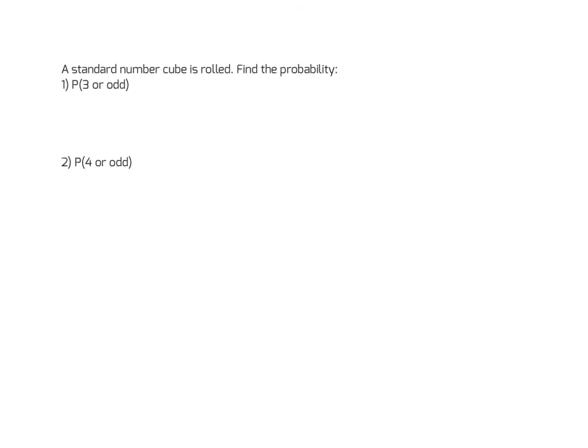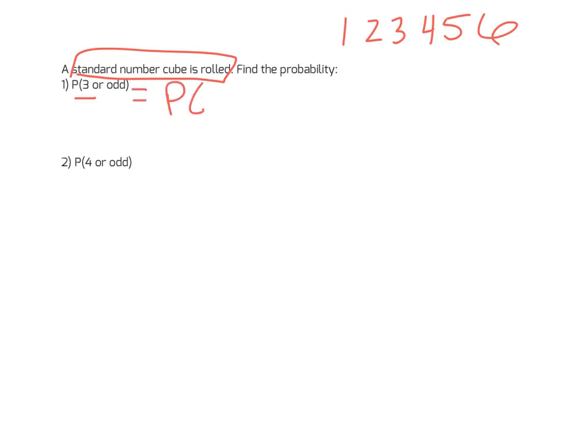So here's our example. A standard number cube is rolled. Find the probability that the number is 3 or odd. So there's just one number cube. So that's just the numbers 1 through 6 as our sample space. So the probability it's a 3 is equal to 1 out of 6. The probability that it's odd is equal to 3 out of 6. But the problem is I just counted the 3 twice. I counted it in the 3 pile and in the odd pile.